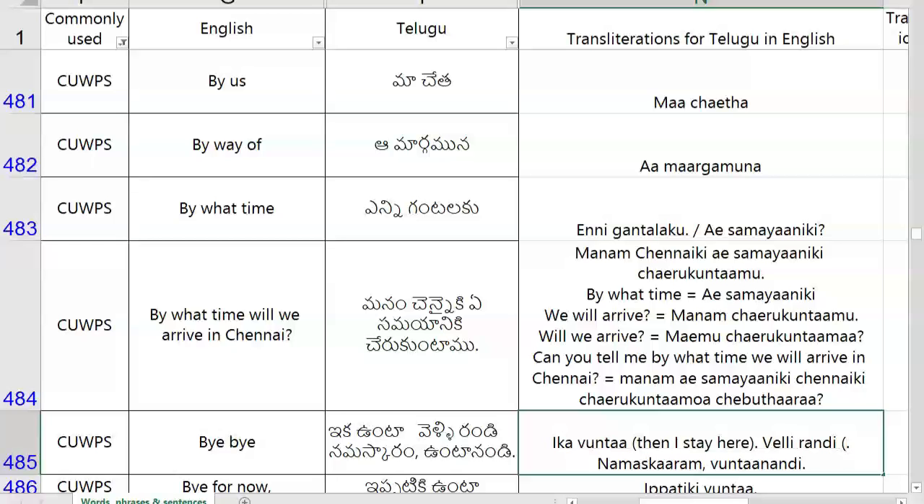Velli randi. For example, you are staying there and you are telling bye to someone. So in those contexts, you have to say velli randi. So that is go and come. Namaskaram also is used when somebody is leaving the conversation or any place like that. Untanandi is also one of the common usages to translate bye bye. So untanandi means I stay here, something like that.